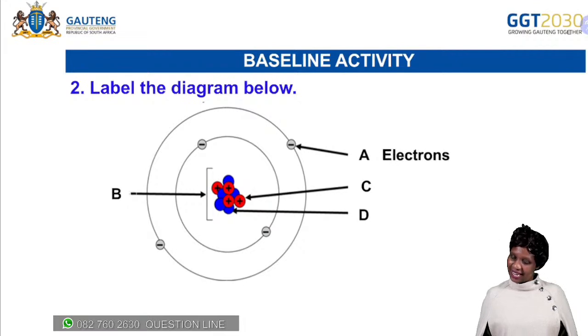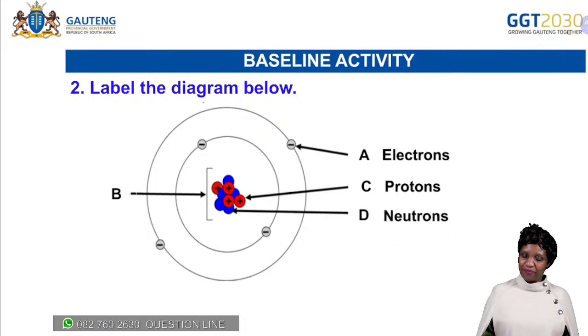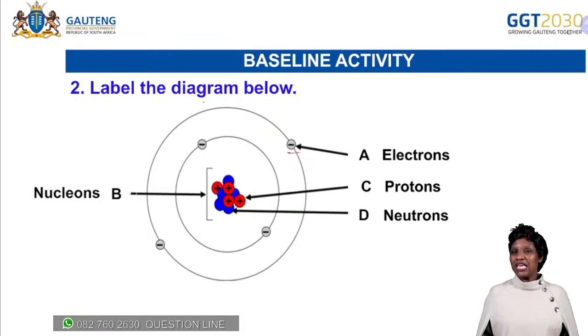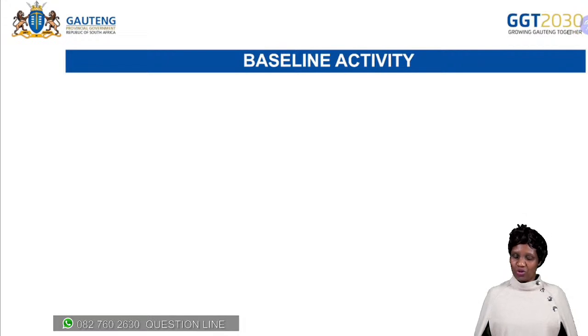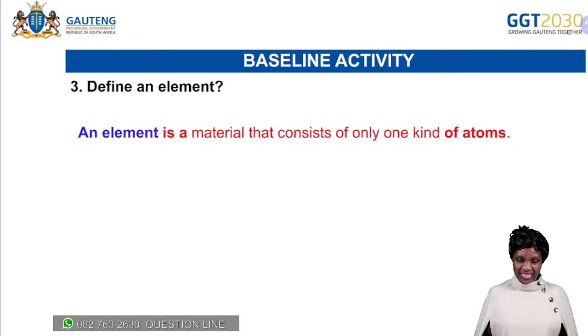Then let's check A. What is A? A, these are the electrons. They are negatively charged. And then we've got a nucleus. All right. Let's look at the nucleus. And then in the nucleus, what we have? We've got the protons that are positively charged and the neutrons. Okay. And then question number 3 says, define an element.